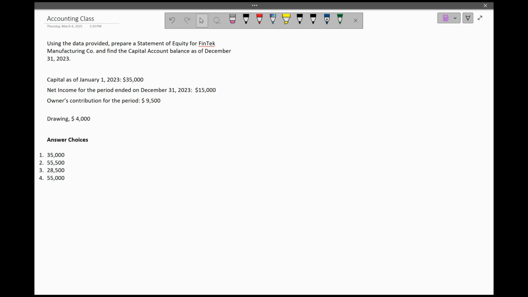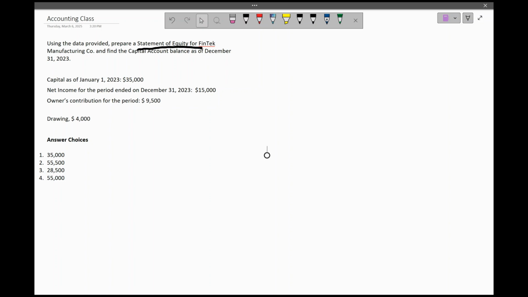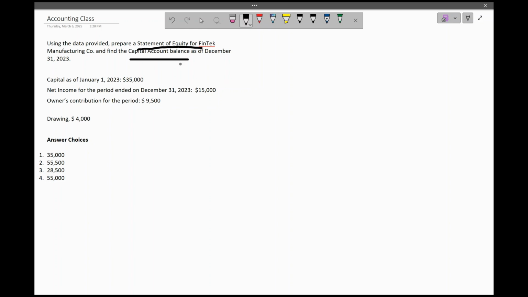Today we have a problem where we are asked to prepare a financial statement of equity for a company named FinTech Manufacturing, and at the same time we have to determine the account balance of the capital account as of December 31st. That means the ending period.